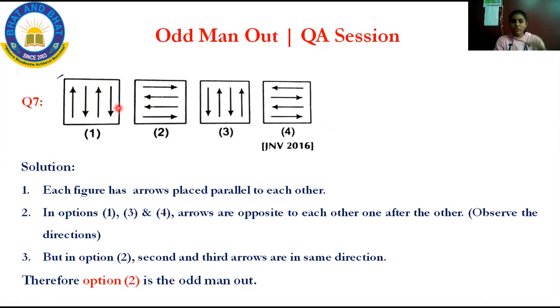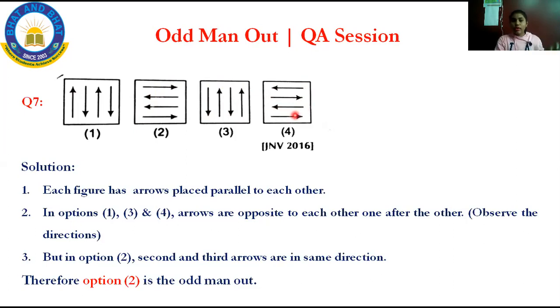Now come to option 2. It is from left to right, and then right to left and right to left. See these 2 arrows. Can you look at the screen? These 2 arrows are pointing in the same direction. Now come to option 3. See, downwards, upwards, downwards, upwards. Here right to left, and then left to right, right to left, and then left to right.